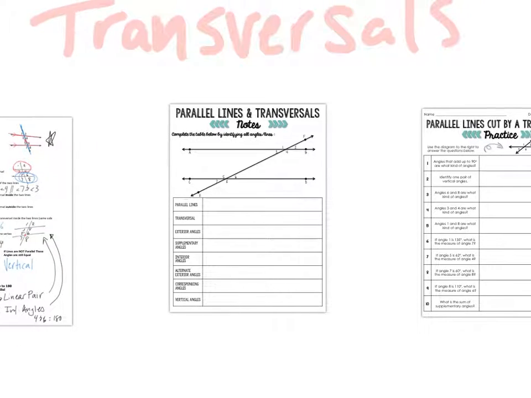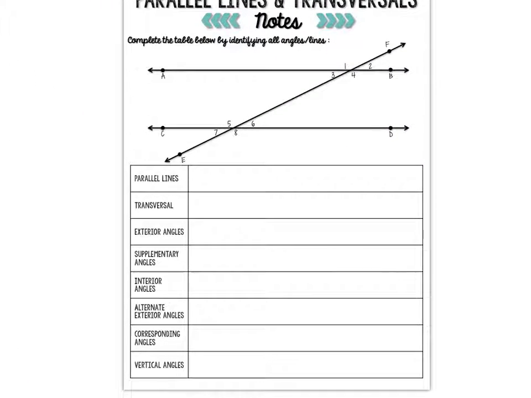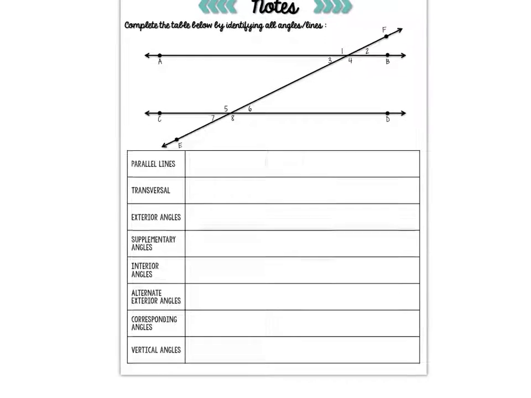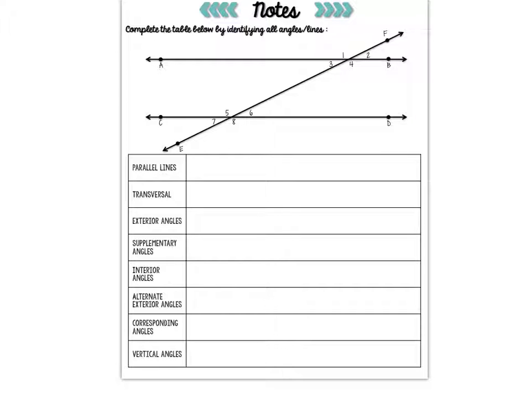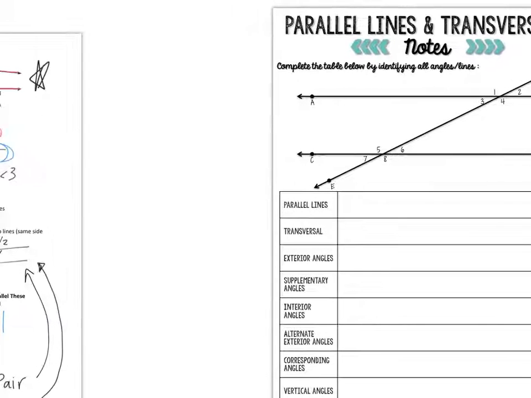So let's hop over. Let's take a look here. It says complete the table below by identifying all angles and lines. So it wants to know parallel lines, transversals, exterior angles, supplementary angles, interior angles, all these. You see all these lovely angles here that we just talked about. Now there's a few that we haven't, and I'll give you a cheat sheet for those of you who might remember this from last year.